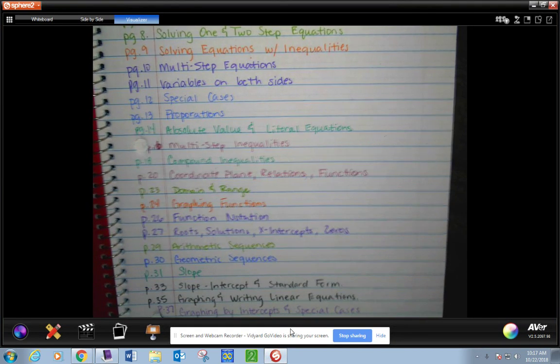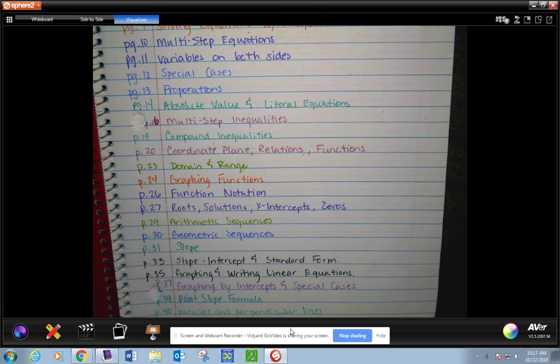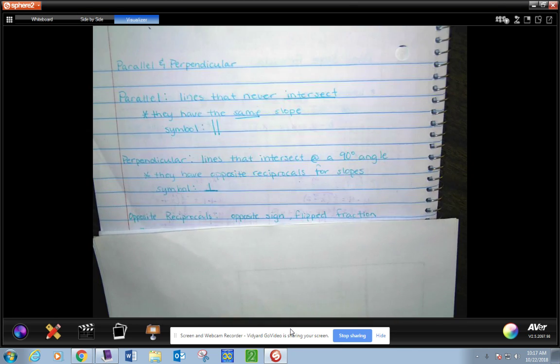Okay, guys, if you will, I'm at the bottom of my table of contents. I'm at page 40. Parallel and perpendicular lines is what we talked about today. So if you'll write that and then go ahead and flip. And I do have a lot of this already filled out for you. So if you will, go ahead and write in that part for me.